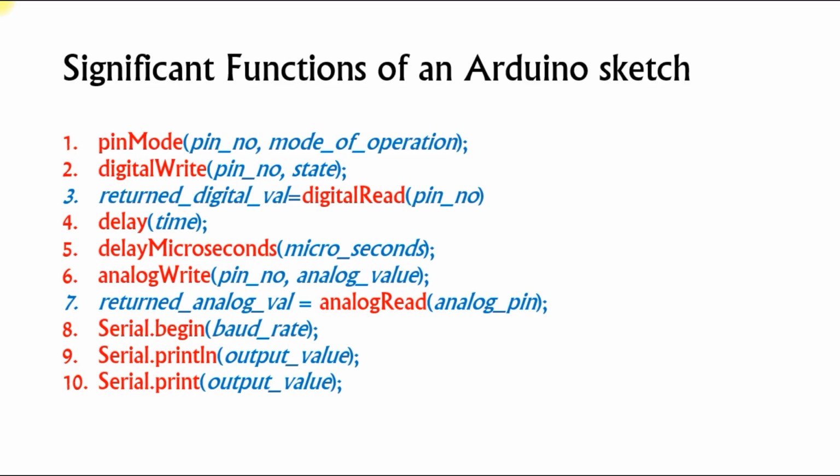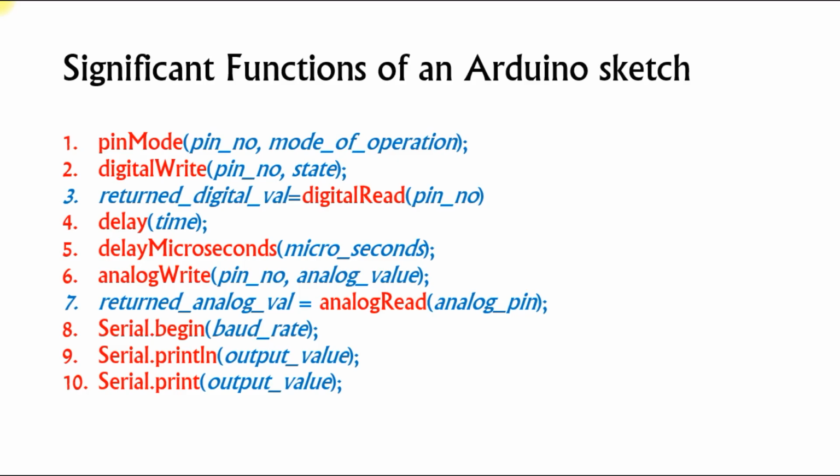Actually, to the left side of that equal symbol we will have a user defined variable name, that is returned underscore digital underscore value. It is a user defined name. You can name it with any combination of numbers or alphabets, but you should not give spaces. You can use underscore. So this is a user defined variable name.